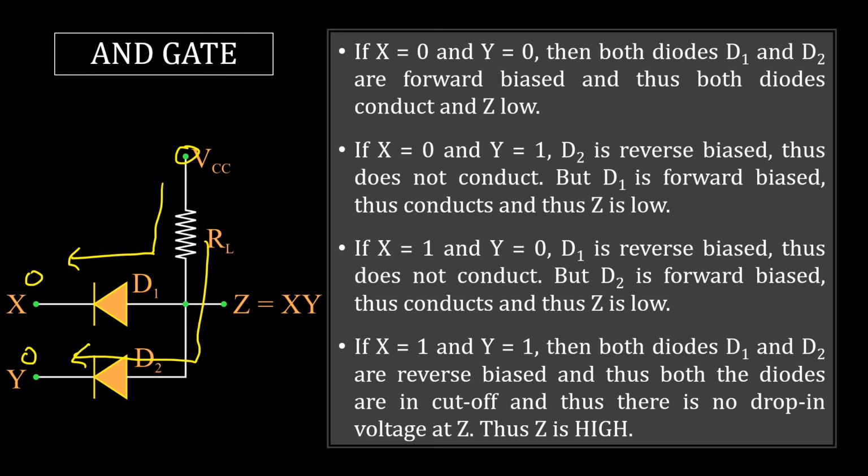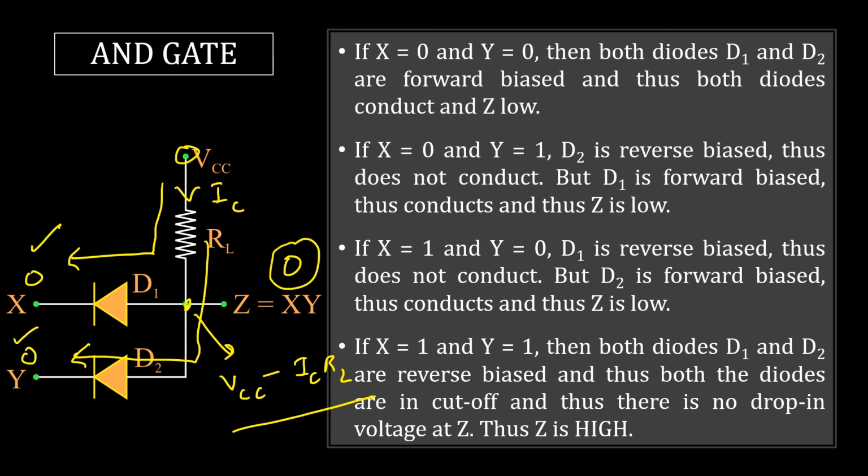Since the current will pass here, the voltage here is going to be VCC minus some ICRL. Let's say the current here is IC. So the voltage here is low. Low means 0. So if X is 0 and Y is 0, Z will also be 0. And that is what an AND gate is.